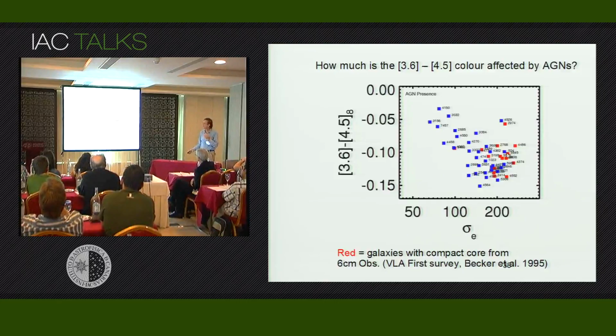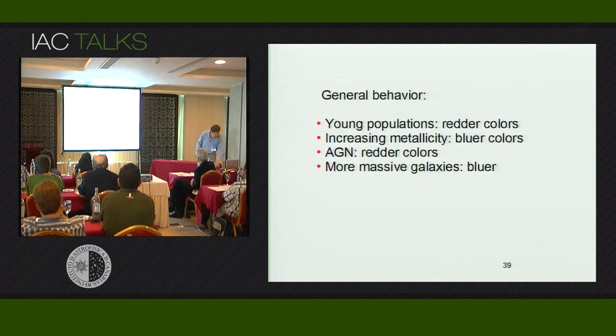I'll come back to it, but quickly, what's the AGN effect? We've looked at the sample. The red sample is objects in which there's a compact 6 centimeter core to be found. This is an indication of AGN. And you see indeed that those objects are lying above the other objects. So there's a little bit of an AGN effect. What the AGN is probably doing is heating a torus around the center, around the black hole, and that torus is then radiating and making the color a bit redder.